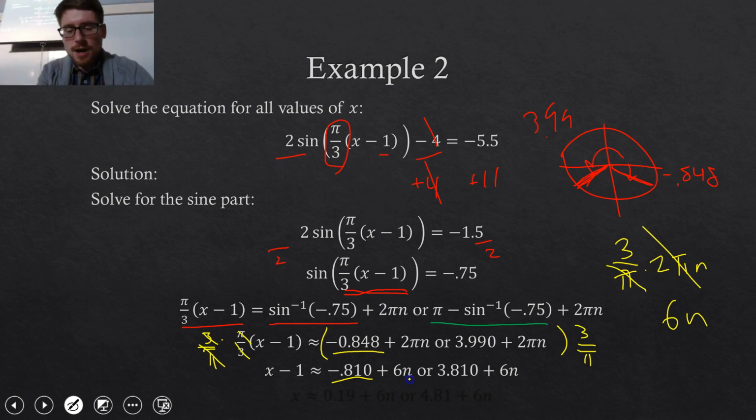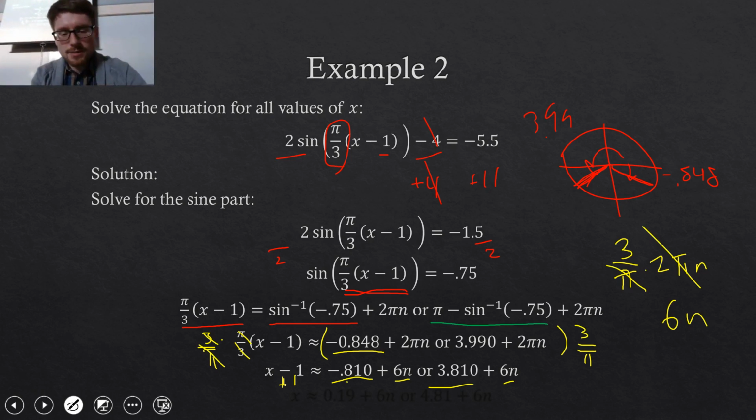Distributing the 3 over pi, that gets us 6n right here. 3 over pi times the other set of solutions gets us 3.810 plus 6n as well. My last step is to do what? What do you think? Add 1. All that does, it does not affect the period. It affects these starting values.